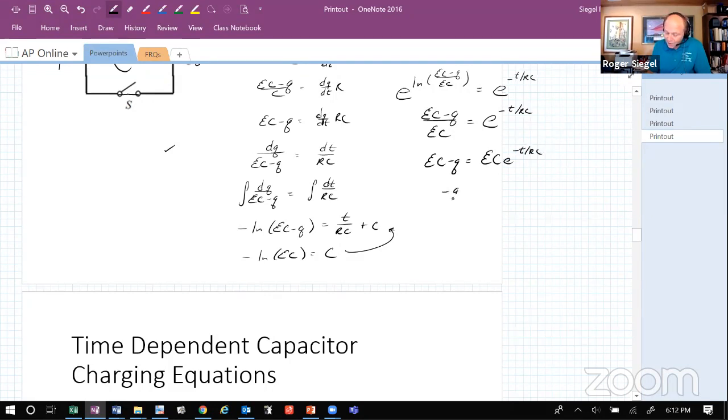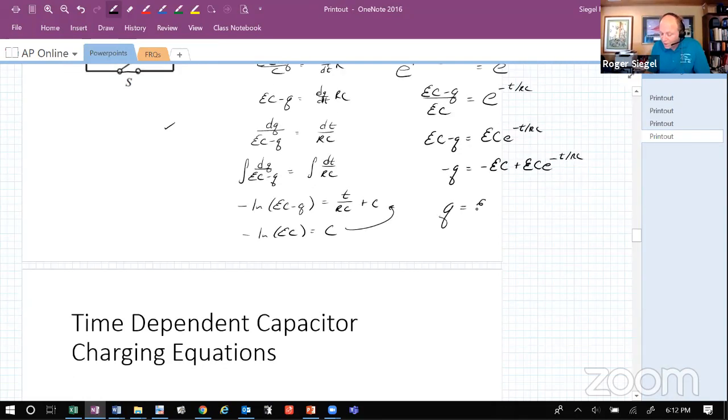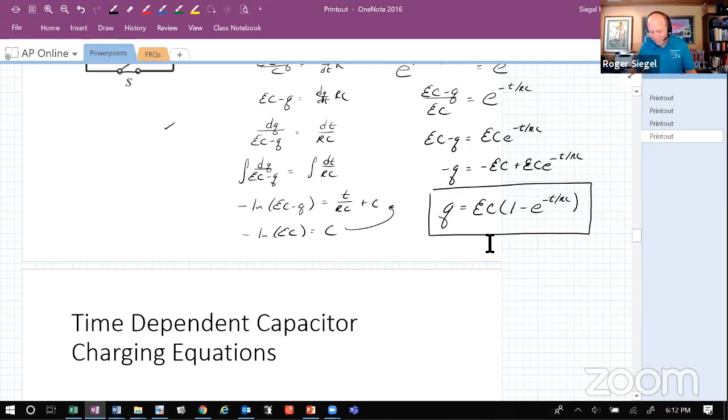And so I have a negative Q is equal to a negative EC plus EC exponential to the minus T over RC. And my final step gets me to Q is equal to the quantity EC, quantity 1 minus E to the negative T over RC. Now let's pause and catch our breaths there for a minute, because that was a lot of math. I timed that before and it was way over 5 minutes.